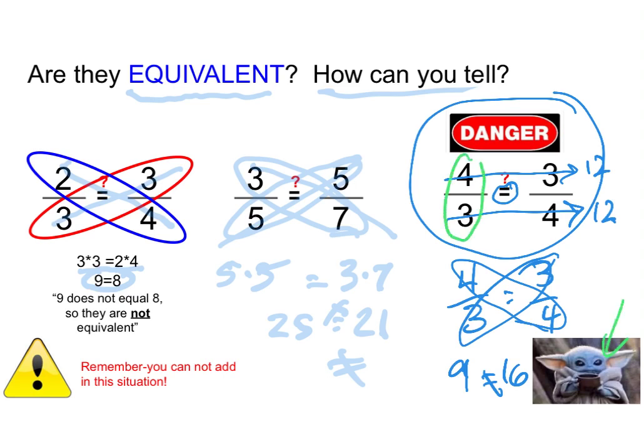Another way to look at this: this fraction is greater than 1, and this fraction is less than 1, so they also cannot be equal. Let's remember to check our work.